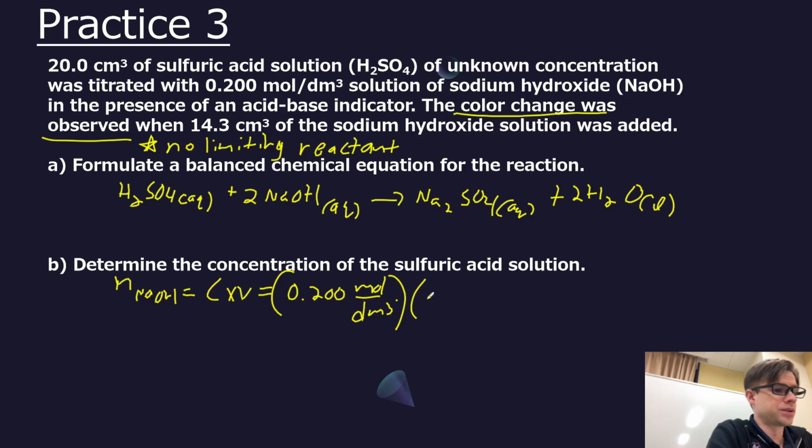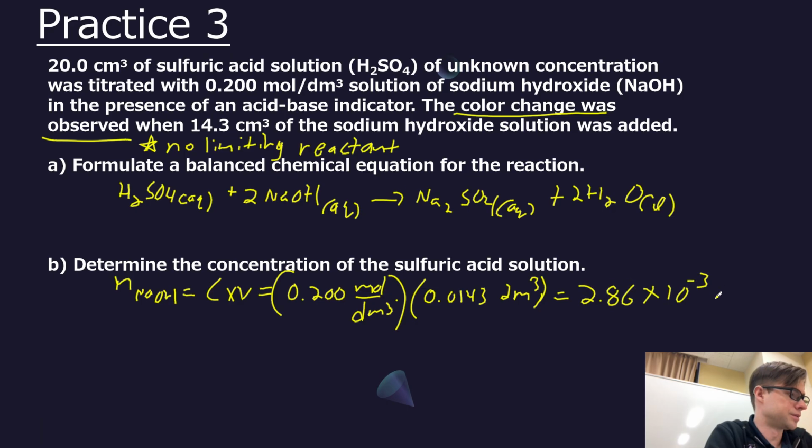I don't want to work with centimeters cubed. We need to cancel out decimeters cubed. So we'll write this in decimeters cubed, 0.0143. Divide that by 1,000. Okay, that will come out to a small amount of moles, 2.86 times 10 to the minus 3. Write that in scientific notation, although you don't really have to. So that's how many moles of NaOH reacted here.